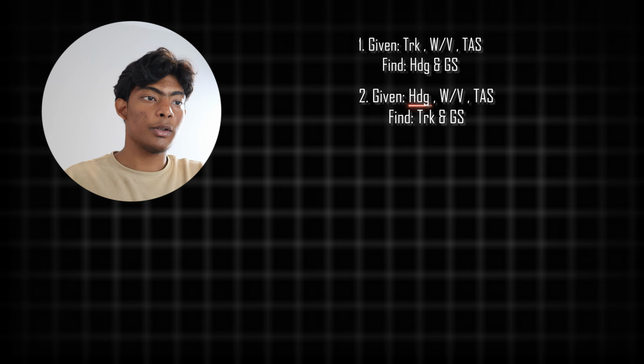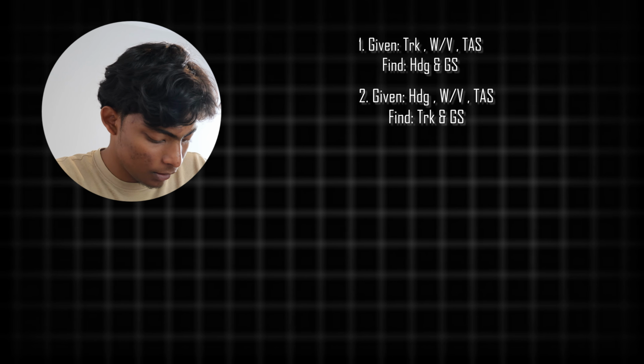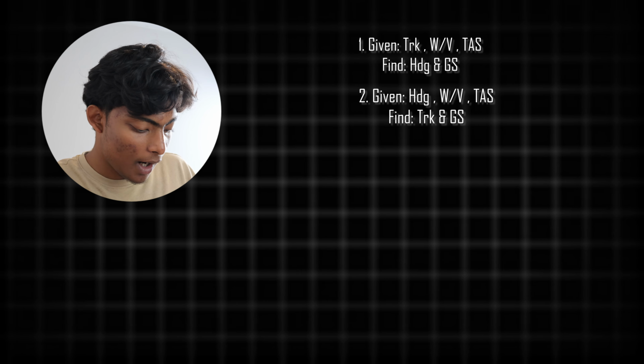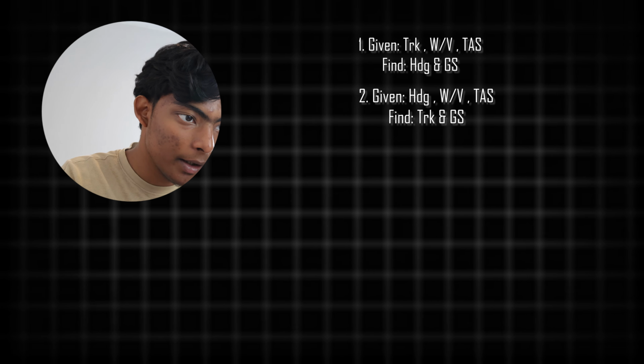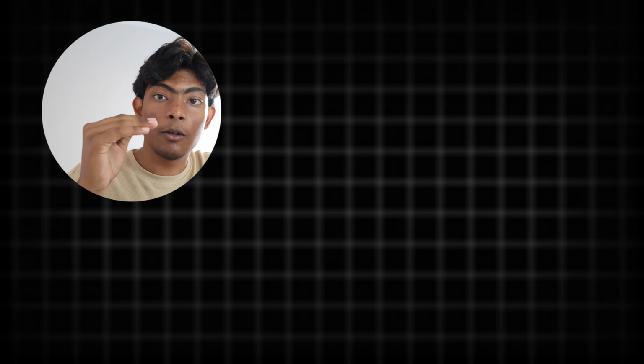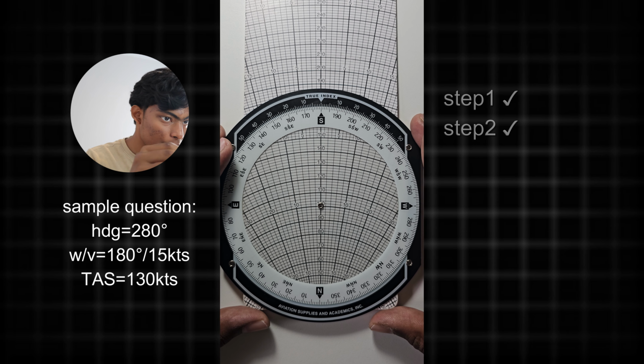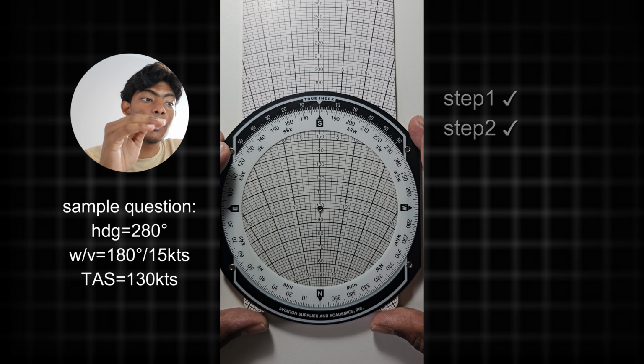The first thing you'll clearly see is that instead of the track, now we have been given a heading. So what we have to find is the track and the ground speed. The first 2 steps are completely similar. You have to bring the wind direction under the true index and the center dot to 100. Now in the previous question we marked the wind speed up, but in this question the catch is that we'll be marking the wind speed down.